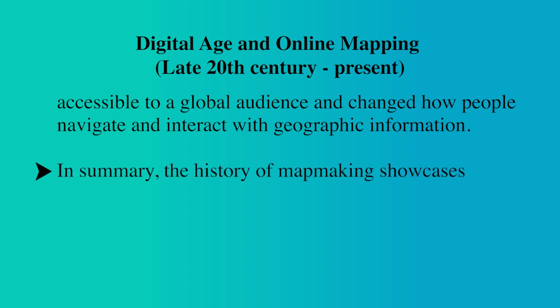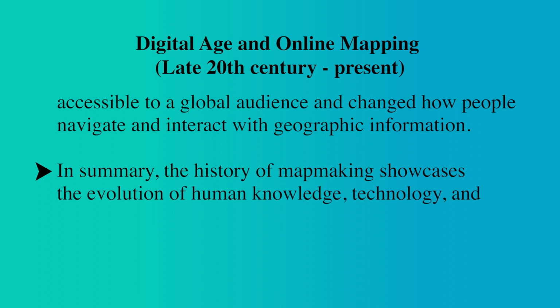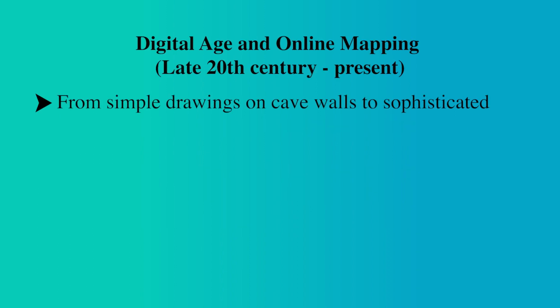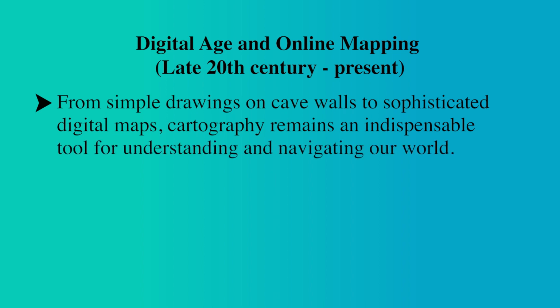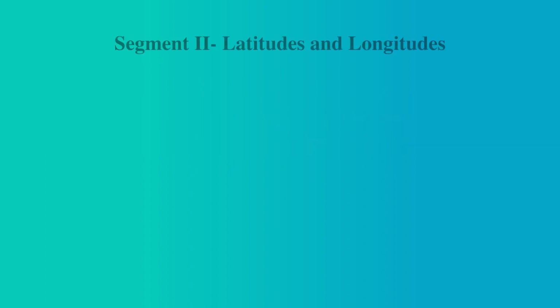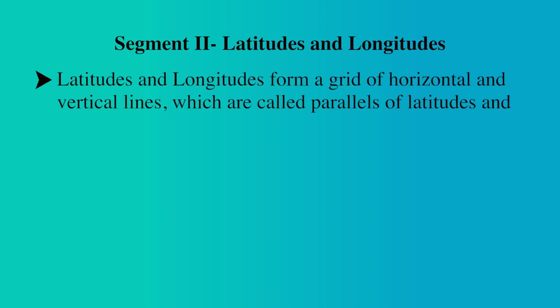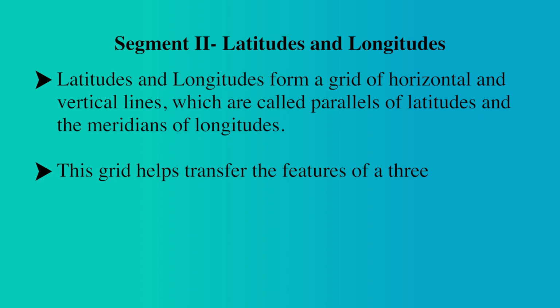In summary, the history of map making showcases the evolution of human knowledge, technology, and exploration. From simple drawings on cave walls to sophisticated digital maps, cartography remains an indispensable tool for understanding and navigating our world. In the second segment, we are going to discuss the latitudes and longitudes. The grid of horizontal and vertical lines, which are called parallels of latitudes and the meridians of longitudes, is one of the 5 basic elements of map.